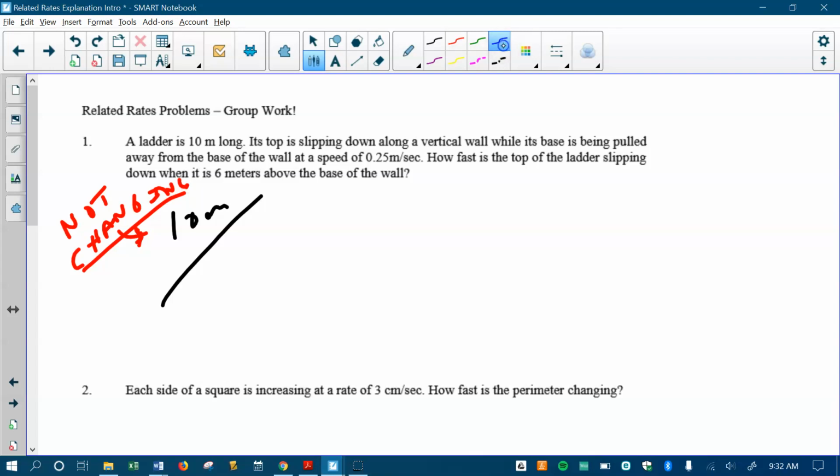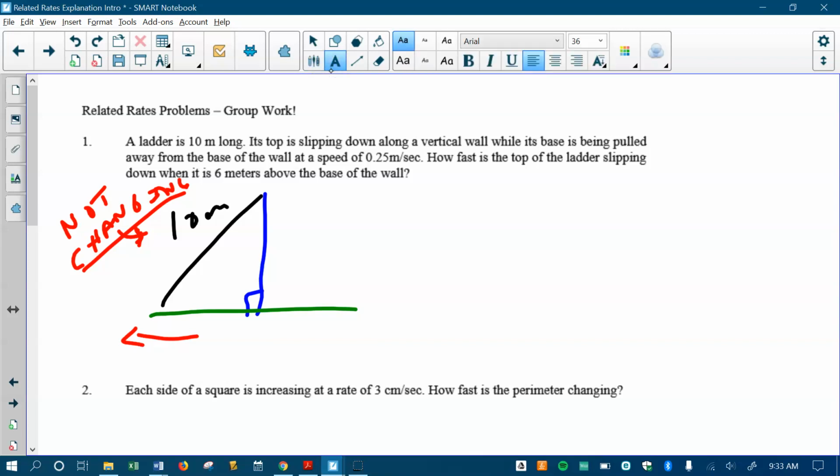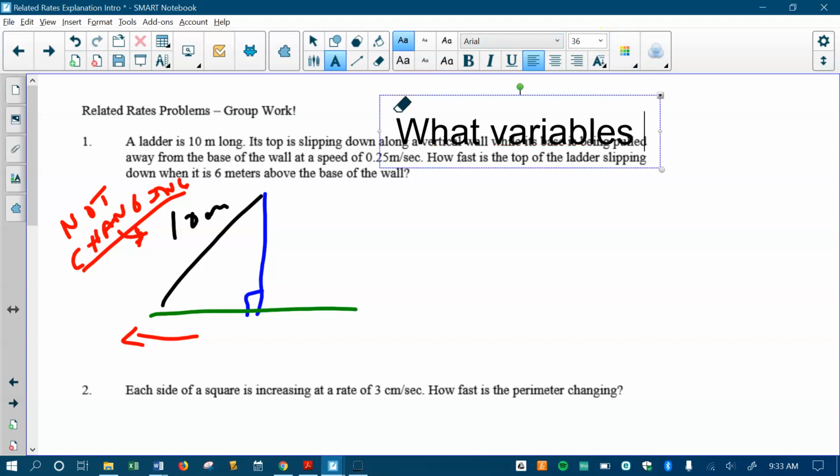Now it's leaning against the wall, as ladders usually do. So here's the vertical wall, and some evil person, probably me, is pulling away from the base of the wall. So the base is being moved in that direction at a speed of 0.25 meters per second. So when I think of this problem, I'm thinking, okay, what variables are changing? And that's the big thing in trying to understand related rates problems. What variables are changing?